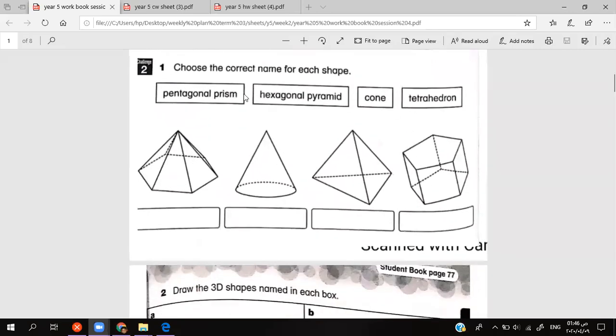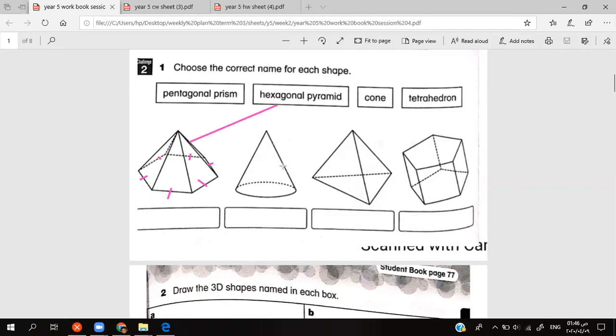Okay, here. Choose the correct name for each shape. Okay, this is a pyramid, right? But what type of pyramid? What's its name? It's according to the base. How many sides in the base? Let us count. 1, 2, 3, 4, 5, 6. It has 6. 6 is a hexagon. So this is a hexagonal pyramid. Where? Here. Write it here.